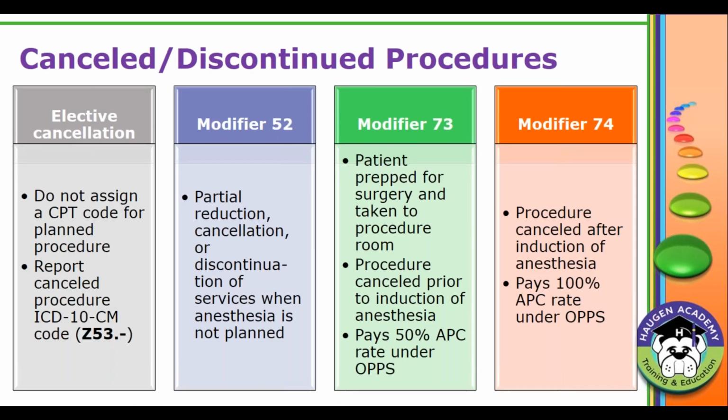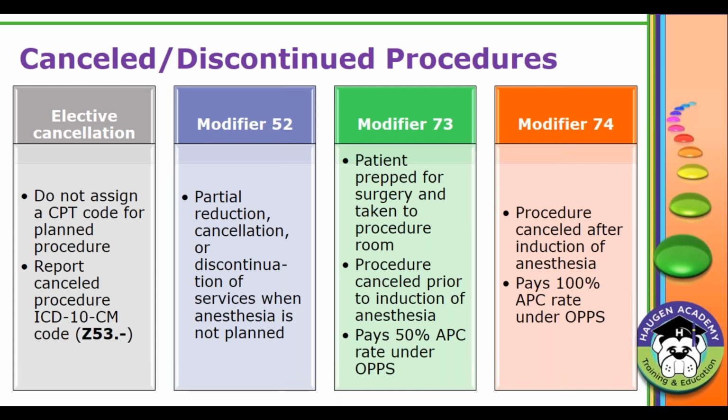So let's look at our canceled and discontinued procedures, because I find that people really get confused when it comes to that Z code for canceled procedure versus the use of these modifiers. We have elective cancellation, which is usually patient decision, physician decision, or contraindication, where they never even got close to doing the procedure. You don't assign a CPT code for those. You report the canceled procedure ICD-10-CM code, which is in category Z53. No CPT code goes on that claim.